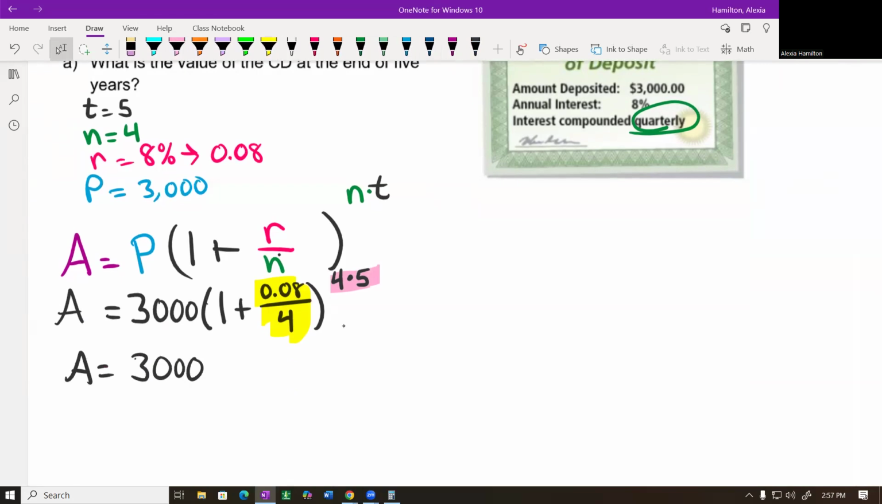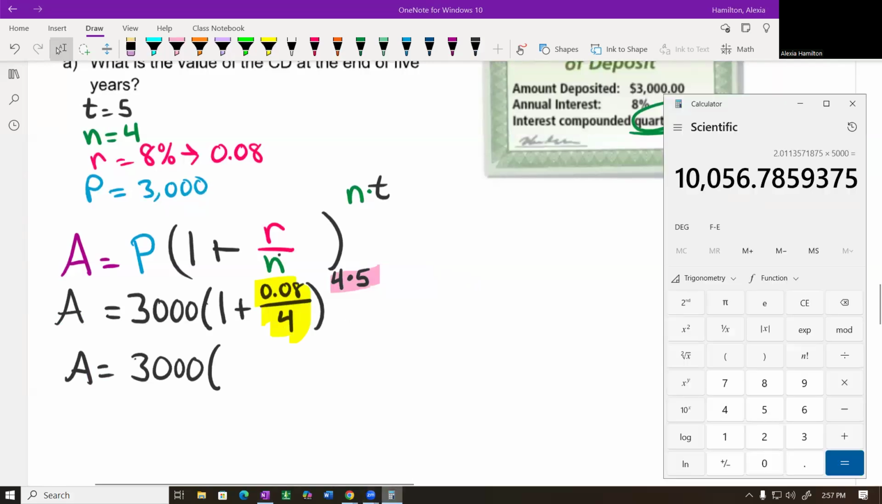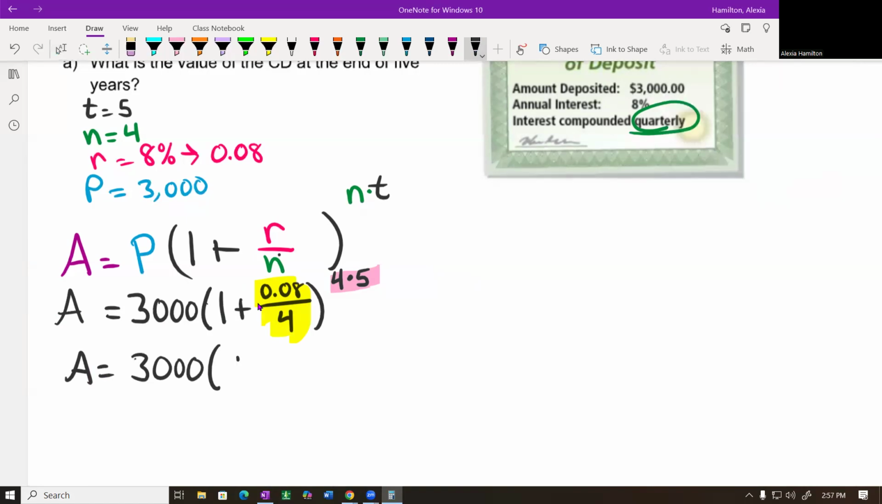3,000. Okay, so I have 0.08 and I'm dividing it by 4. Are we okay if I also add 1? I'm going to do that. So plus 1 is a 1.02, and all of that is getting raised to the exponent. 4 times 5 is 20, so my exponent is 20.